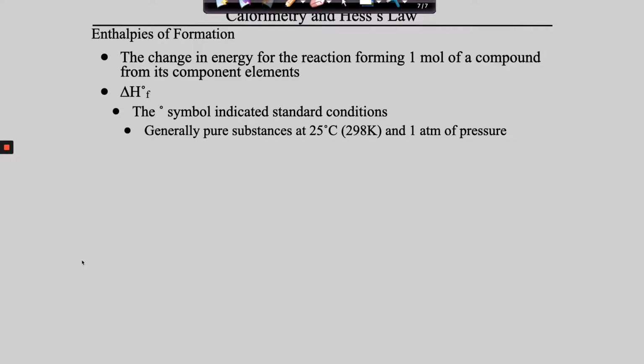And then guys, finally, what's the little F stand for? Formation. So this is the heat or enthalpy change of formation at standard conditions. So, and again, we already talked about this, because the not symbol indicates standard conditions. 25 Celsius, I was even wrong. It's not 20, it's 25. It never changes. Don't worry about it. So it's generally pure substances at 25 Celsius and 1 atmosphere of pressure. You guys good? Okay.